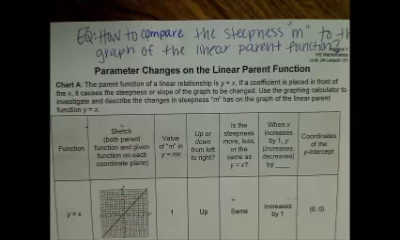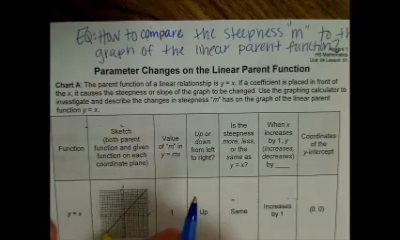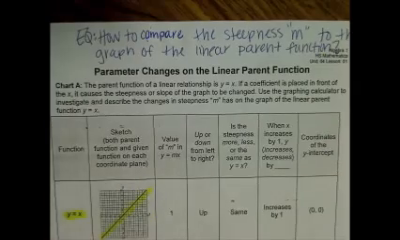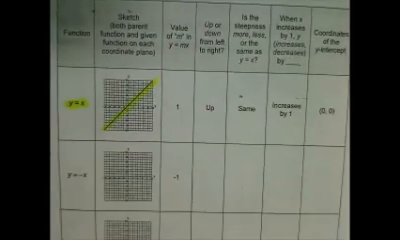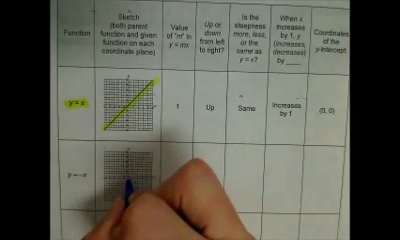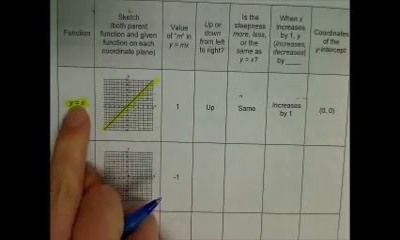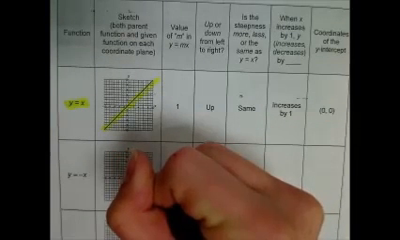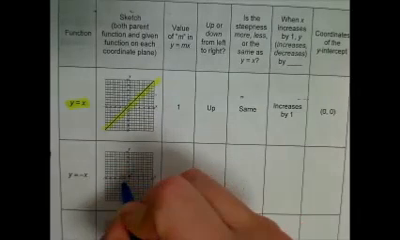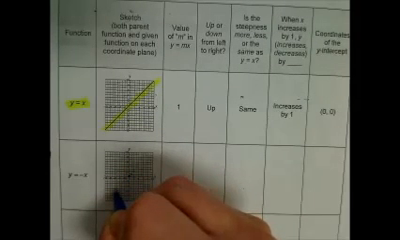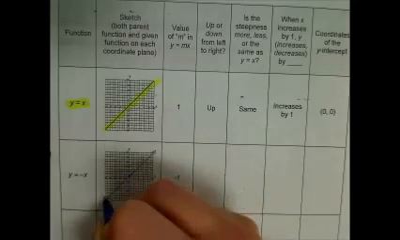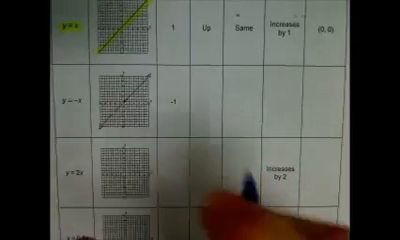What I would like you to do before you start is to graph the parent function y equals x on every graph here. When you graph the parent function, you're going to start at the origin at 0, 0. Your slope is going to be 1, so you're going to rise 1, run 1. And I would like you to do this for every graph.